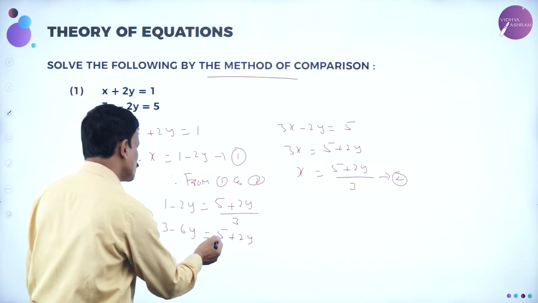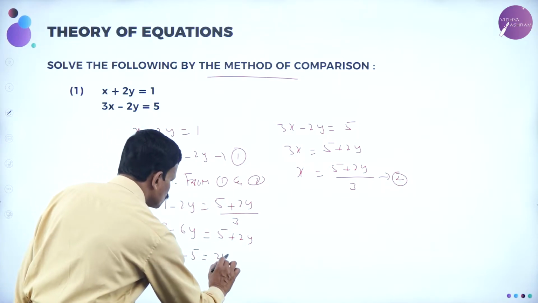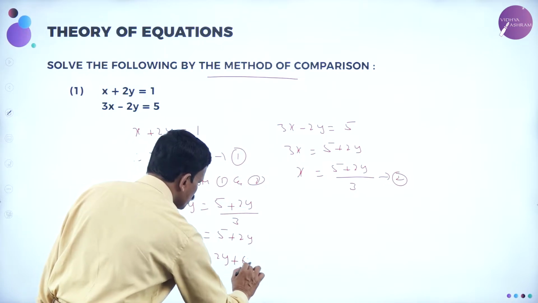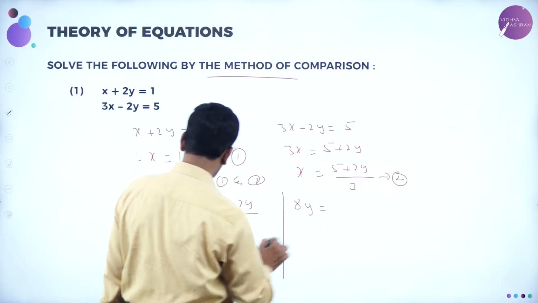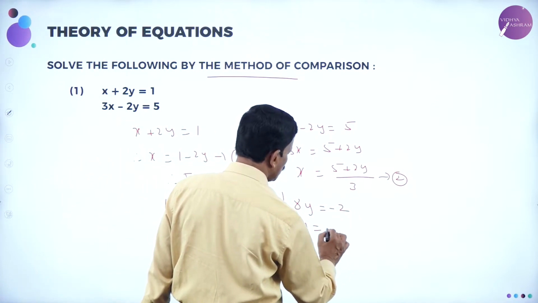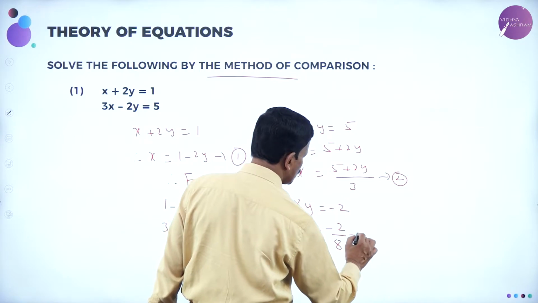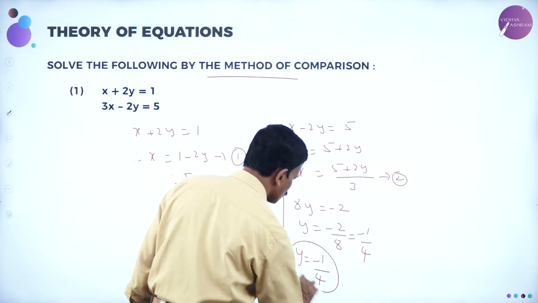So if you transfer, this becomes 3 minus 5 is equal to 2y minus 6 becomes plus 6y. So 6 plus 2 is 8y. 8y is equal to 3 minus 5. 3 minus 5 is minus 2. Therefore, y is equal to minus 2 by 8, which is minus 1 by 4. y is equal to minus 1 by 4.